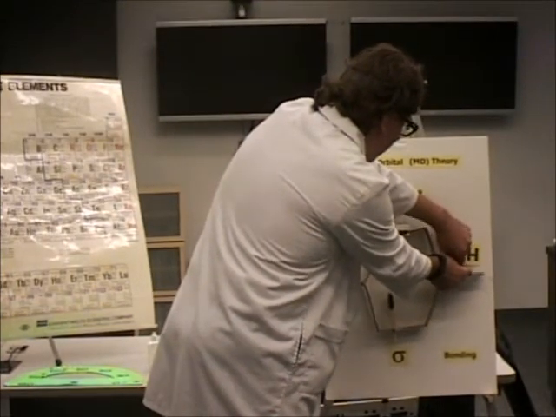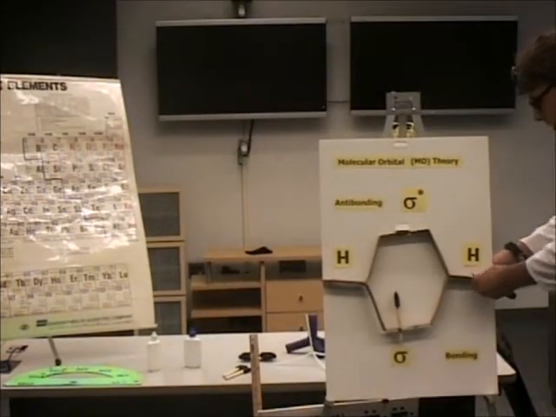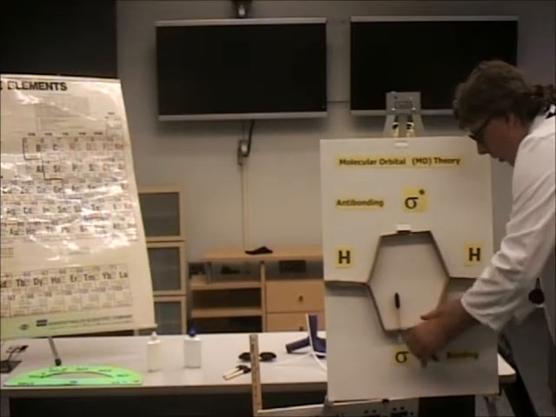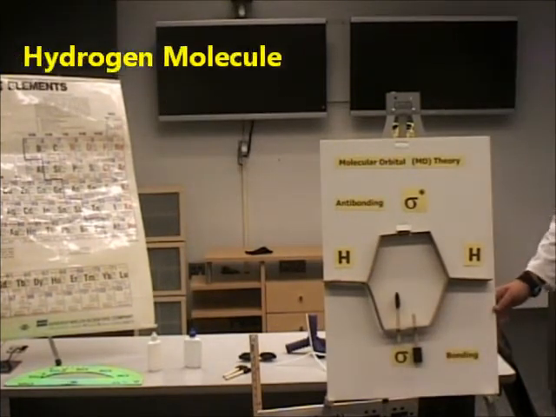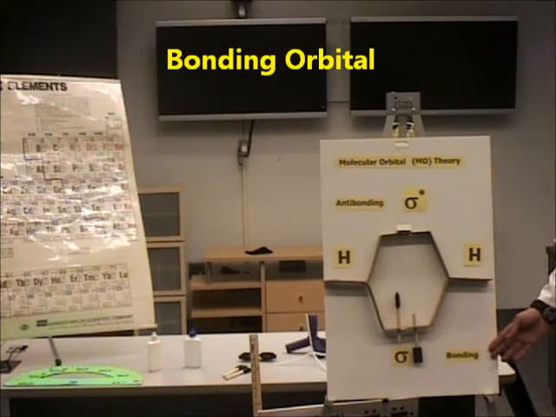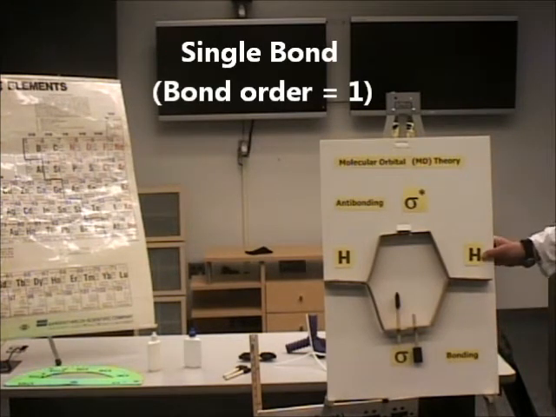I'm going to put this back. Guess these don't come out as easily as I had hoped. All right, and we can put it right in here. So we'll have one spin up and one spin down. We formed our hydrogen molecule, so it's in a bonding orbital. So a bond order of 1, single bond. All right, so that is for hydrogen.